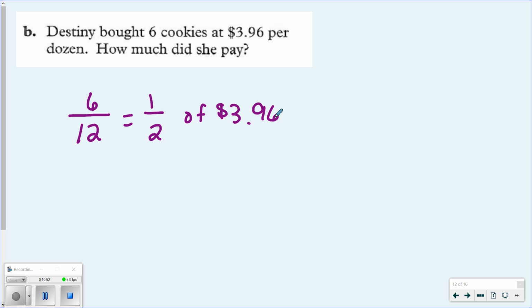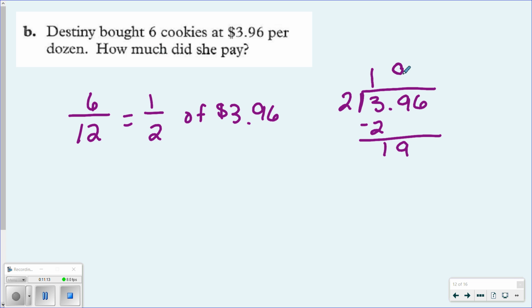$3.96. And to find that, we just have to divide by 2. Because remember, your denominator is your divisor. So we can set that up. 2 will go into 3 one time. Bring down our 9. 2 will go into 19 9 times. We get 18. Bring down our 6. 2 will go into 16 8 times. And we're going to bring our decimal up, put our $ sign.